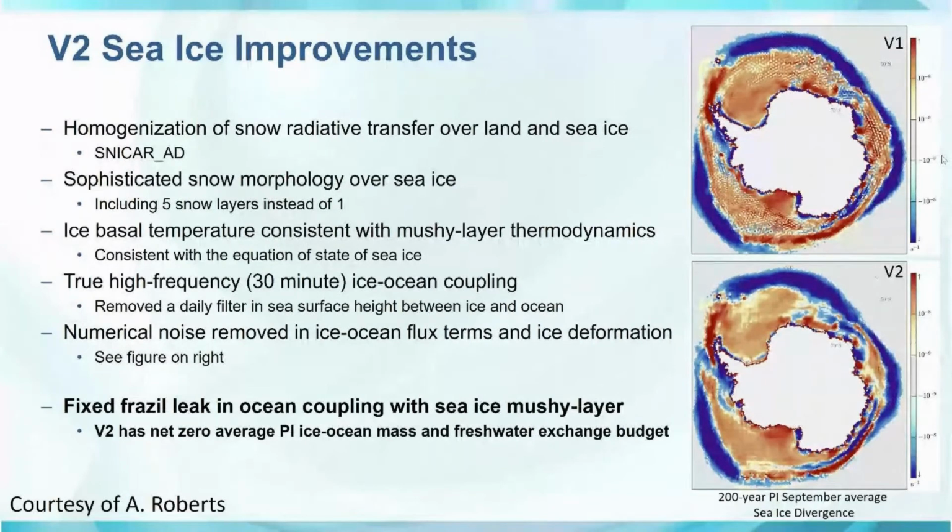One really nice example here of the impact of that advection bug I showed previously are in these plots on the right, where the top panel is V1, and you can see a fairly significant amount of checkerboarding here. And this is the result of the advection bug that is really nicely improved when we fix that. Also of importance, we fixed a frazzle leak in the ocean coupling. So we have much better energy conservation here between components.